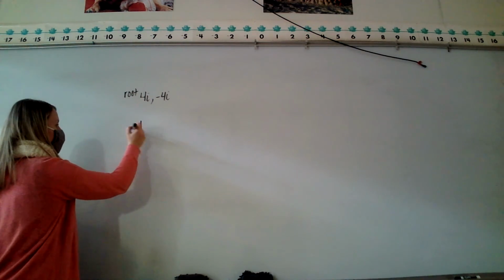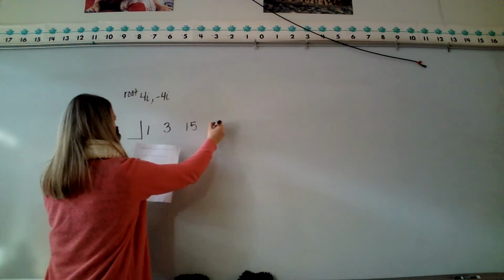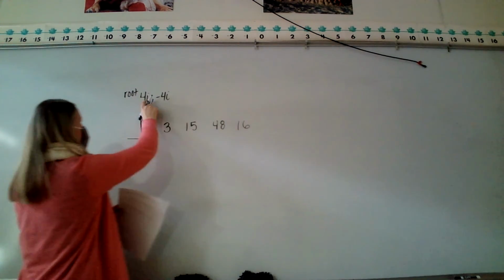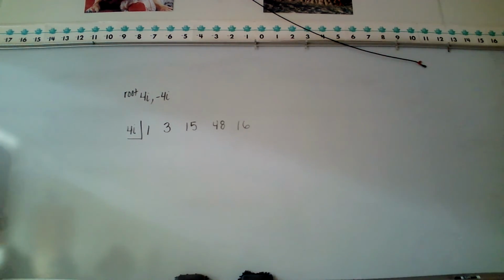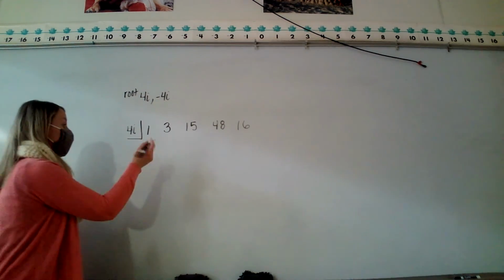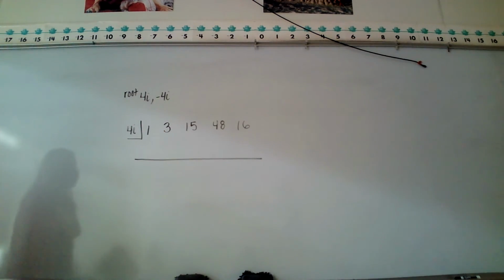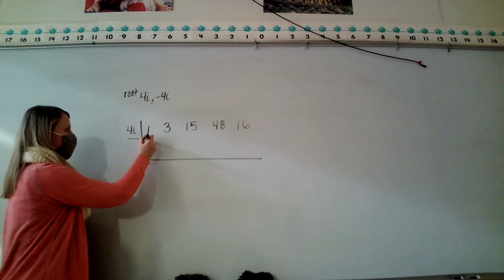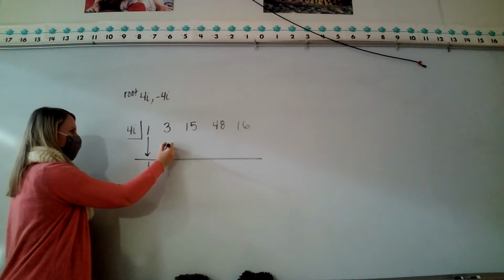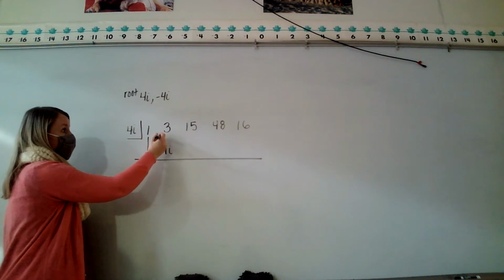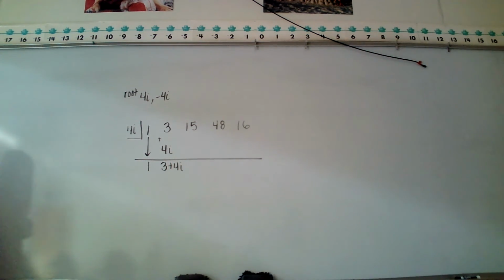So I'm going to take the original polynomial, the coefficients 1, 3, 15, 48, and 16. And I'm going to divide it by 4i. And you're probably going to say, oh, that's not going to be beautiful. And you're right, it's not going to be beautiful, but it'll work out in the end. And you'll see why the conjugate's important in a second. So we just start doing our thing, and we say, bring the 1 down. 4i times 1 is 4i. What do I do? When you add these, you're just going to write this as 3 plus 4i. You can't combine real and imaginary.